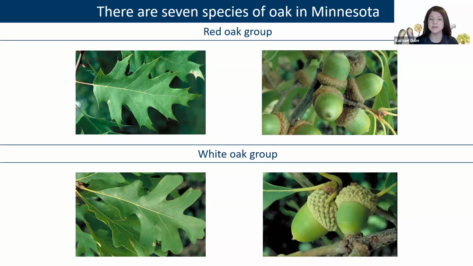The acorns can also help as well, but there can be some more variation here. A general rule of thumb is that red oak group acorns are a little bit more short and squat, whereas white oak group acorns tend to be more long and slender in shape. So that's something to look out for if you're wondering what sort of oak species you're working with.